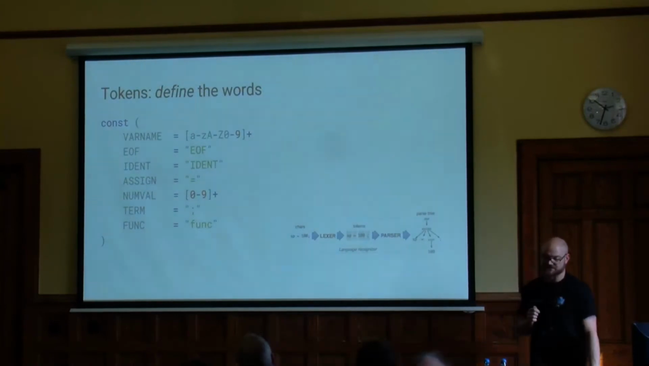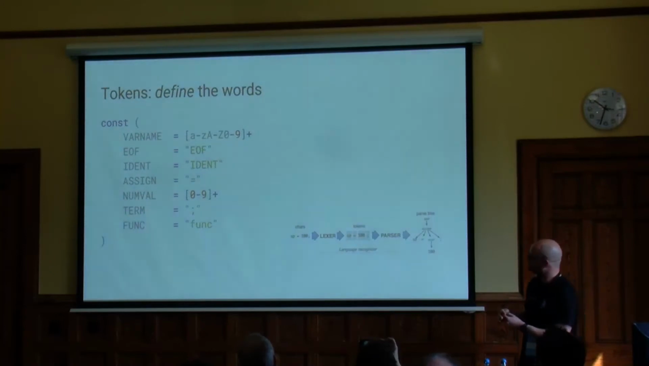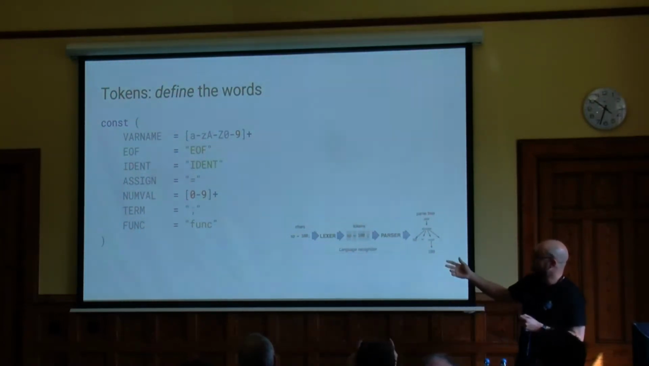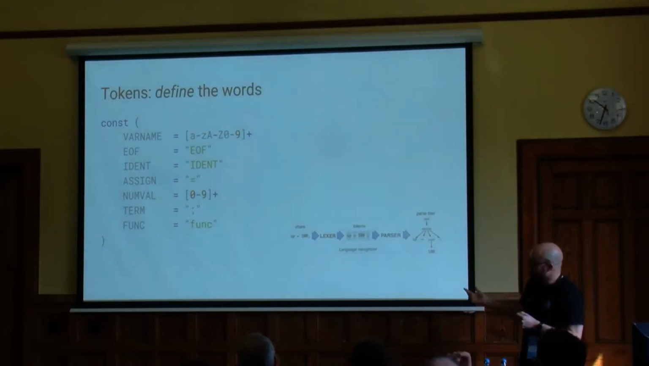Well, first off, we need to define what the words are. So if we take a look down this simple example here, we've got a few different things. We need a var name, or SP. We need an end of file statement. Need some sort of assignment statement. Need some way to figure out what the num-vals are. All the general things. Break up all the actual meaning in terms of the tokens. That's great. Okay, we can define these things.